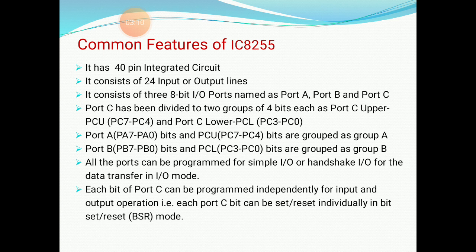And the 24 I/O lines are divided into 2 groups, Group A and Group B. Each group consists of 12 lines. Group A consists of port A 8 lines and port C upper lines. Group B consists of port B lines and port C lower lines.